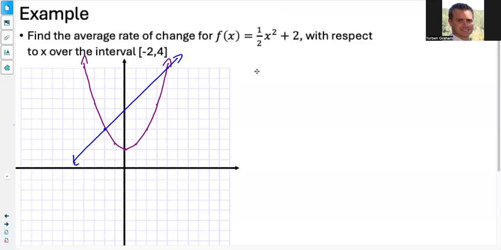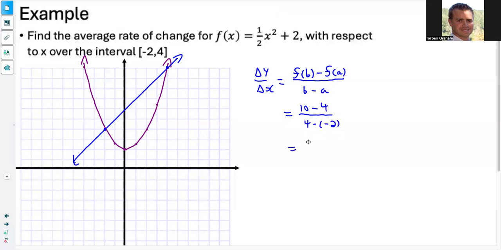The easiest way to get this, in this case, would probably be change in y over change in x, which represents our slope, is f of b minus f of a over b minus a. Now with that, f of b would be our point right here, the y value. So that would be 10. Minus f of a, which would be our y value here, which is 1, 2, 3, 4. Over b minus a, so our x value here, so that was 4, minus our a value, which is -2. So that's 10 minus 4 is 6, over 4 minus -2, which is 6. So our slope for this secant line would be 1.